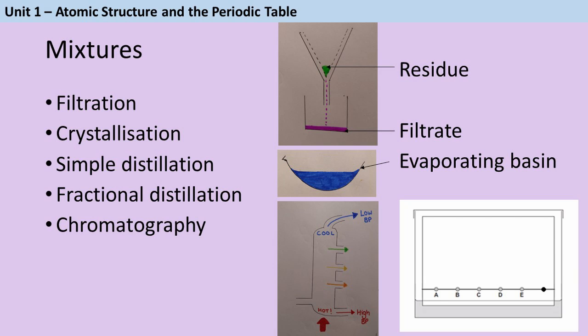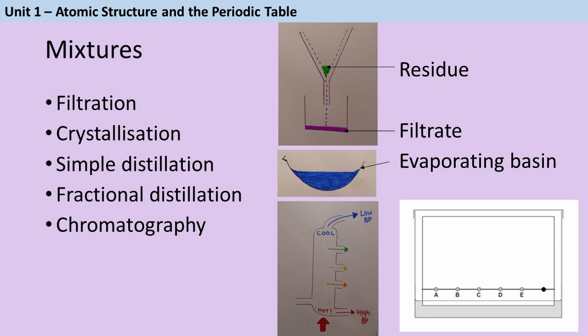My next method of separation is crystallization. So this is a way of separating a soluble solid from a liquid. So this is how you would get salt back out of salty water, for instance, or how you would make crystals of something like copper sulfate, which is this lovely blue colour. So the only piece of equipment I need is an evaporating basin, and then I need some kind of heat source.